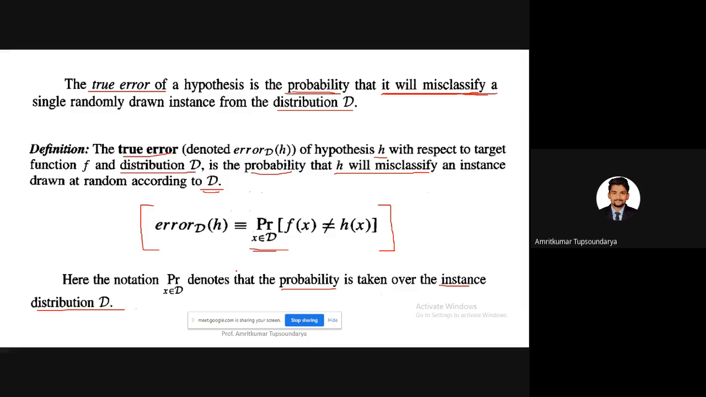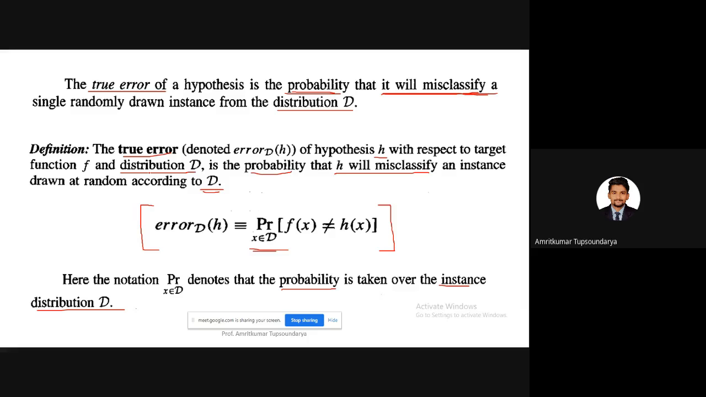Now, I hope the difference is clear between the sample error and the true error. This is very important because these are the two fundamental errors that we are frequently going to encounter in this model. Depending on the understanding of this sample error and true error, we are going to set up a few more definitions like confidence intervals and those things.